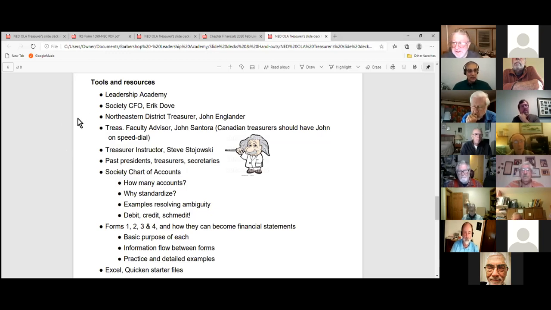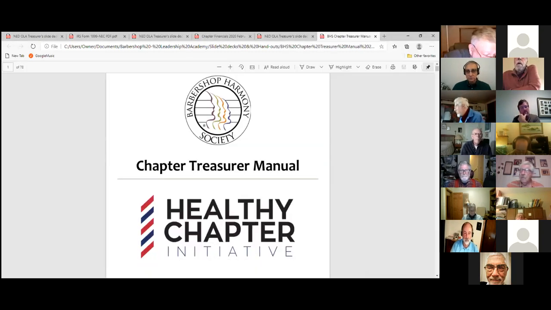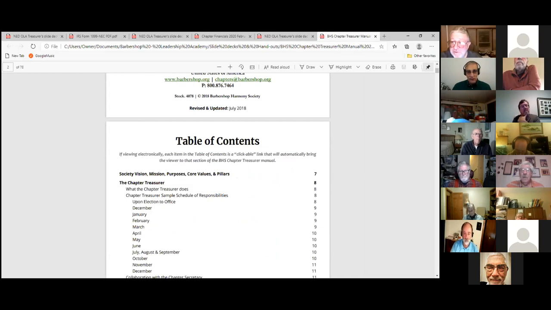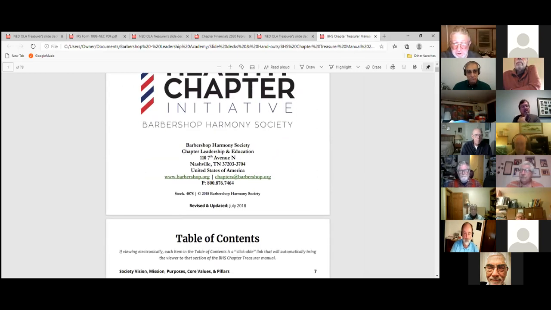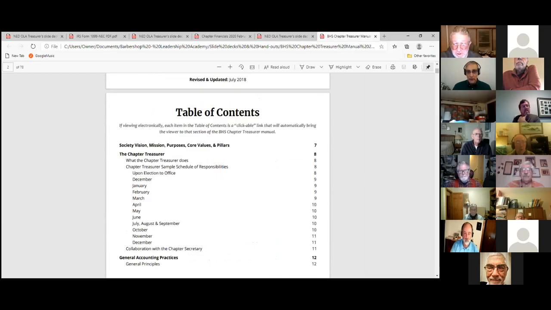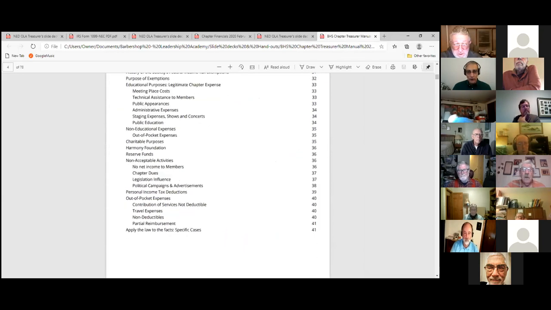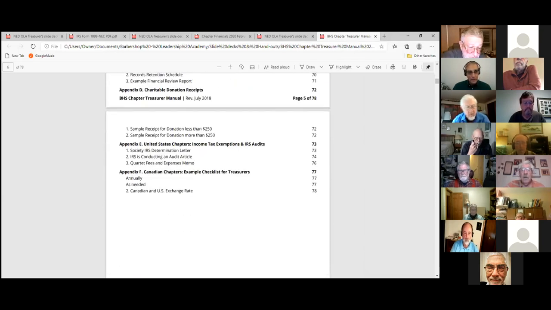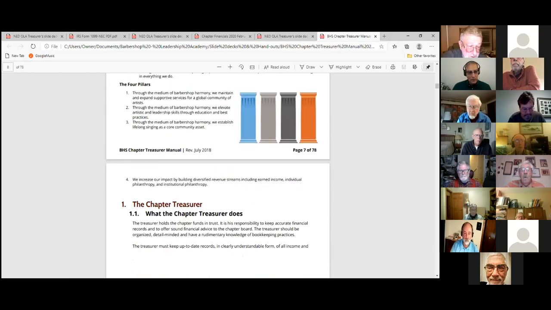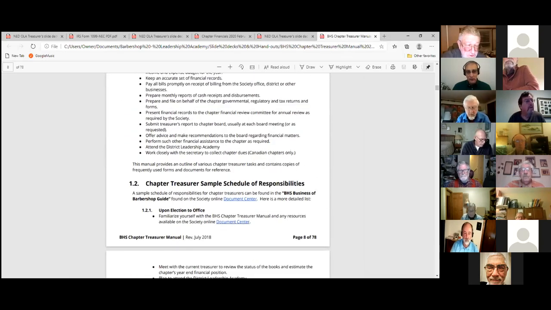So let's get into some of the details about the chart of accounts, how to keep the books. And this again is in your treasurer's manual. I was supposed to have the page all queued up for me. Treasurer's manual. Here we are. It's going to be way down. I think it's like chapter 4. Did I go past it? I got to get rid of the faces here to see what I'm doing. No, I didn't go past it at all.